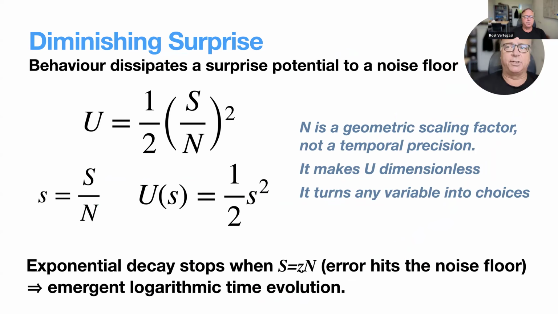And so the second trick that we're doing here is we're saying we're separating the time dynamics from the geometric dynamics. So this just tells you how much energy there is in the landscape. And we then roll over that energy through time, dissipating that energy using a different learning parameter, which is our 1 over b. We'll get to that in a second. What's cool about this is that u is dimensionless. It turns any variable into number of choices, and you could use u for pretty much anything. Now, what this function does is you get exponential decay until you hit that criterion of Zn when the error hits the noise floor. And thus, we get emergent logarithmic time evolution.